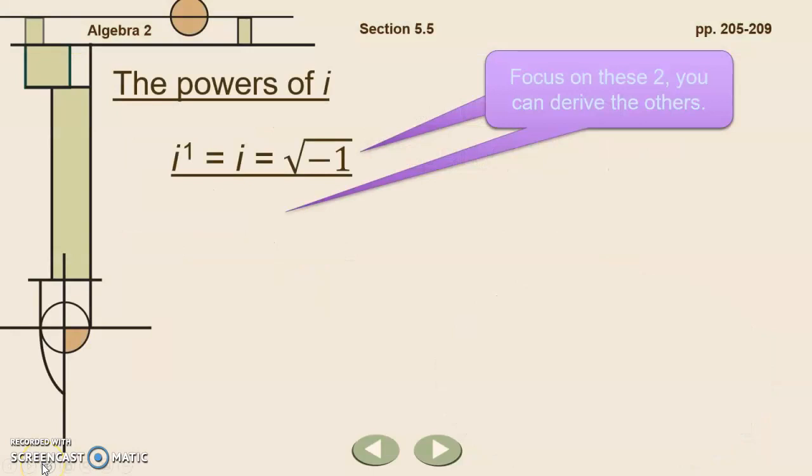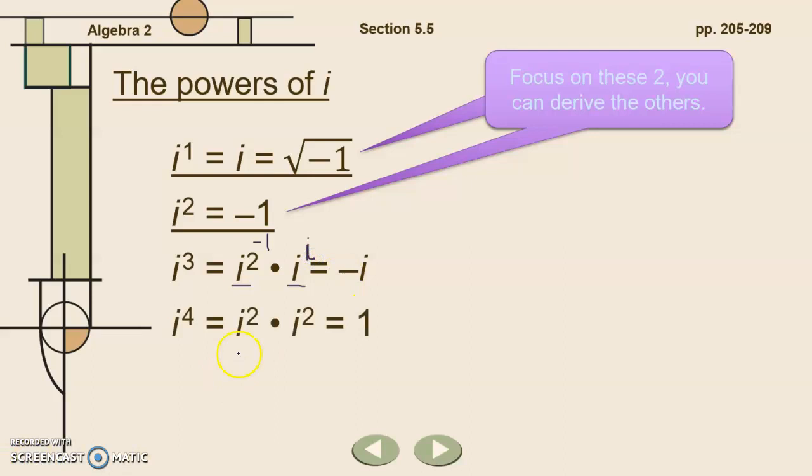All right, so i to the first equals i, and i equals the square root of negative 1. i squared then is negative 1. If you can focus on these two, then we can derive any others. i cubed, which is i squared times i. If we break that exponent apart, that gives us negative 1 times i, which is just negative i.